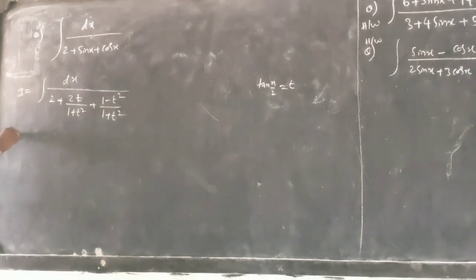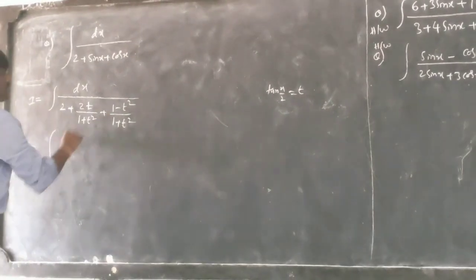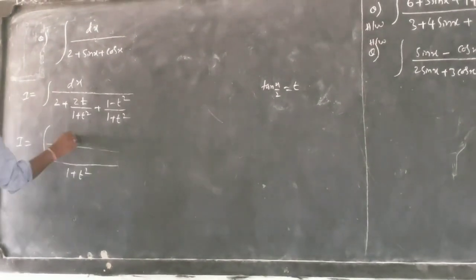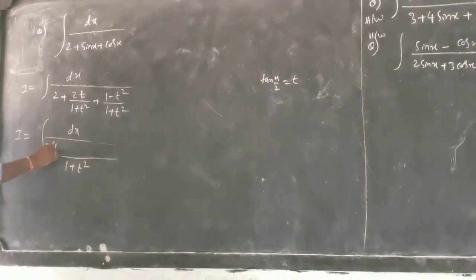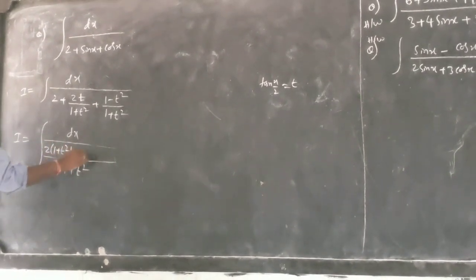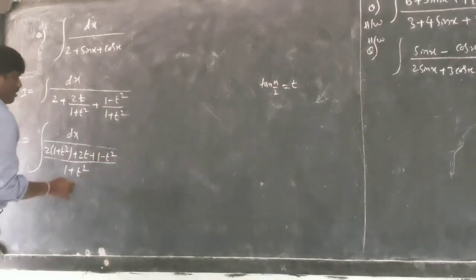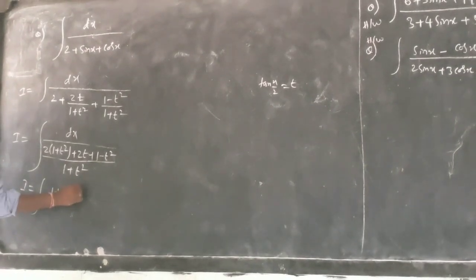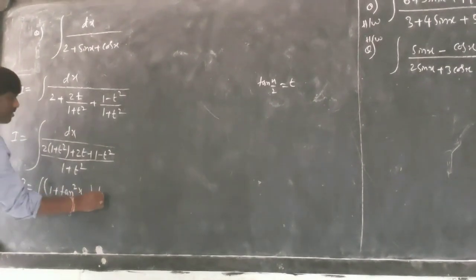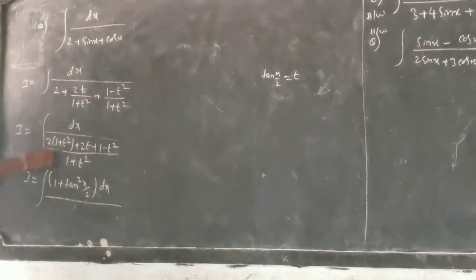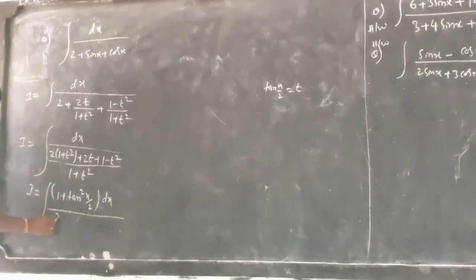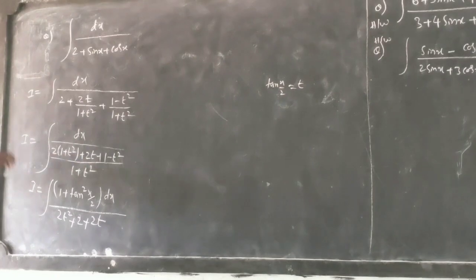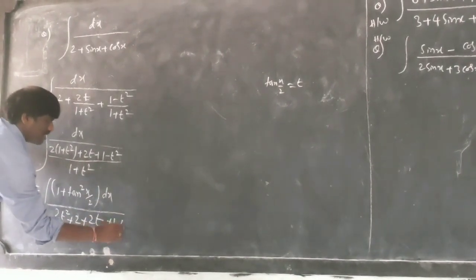Integration of this value will be I is equal to, we can write here, 1 plus t square, take the LCM. So what I get here is dx upon 2 into 1 plus t square plus 2t plus 1 minus t square. This will go up, so I is equal to 1 plus tan square x by 2 dx upon, I can write 2 ones are 2, 2 into 2, 2t square. So what I get here is 2t square plus 2 plus 2t plus 1 minus t square.